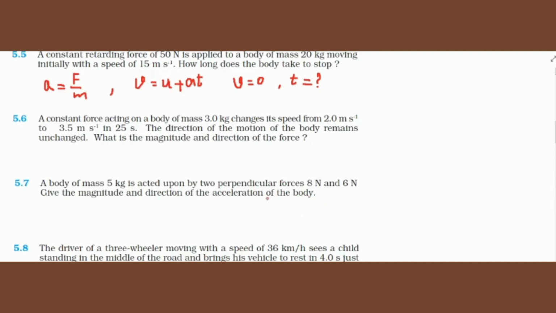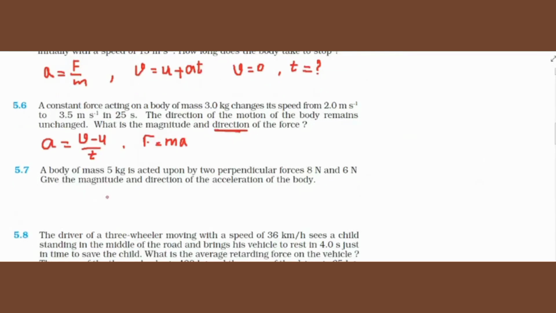So here, you can find first acceleration, A is equal to V minus U by T. Then find force, F is equal to Ma. And what is the direction of force? You can see its velocity increases. Velocity increases means the force is applied in the direction of motion.